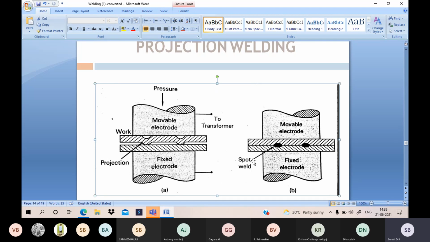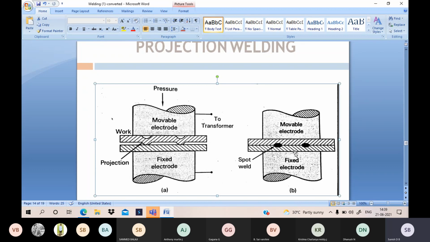In projection welding, non-consumable electrodes are used. Here also, we can use either AC or DC power supply. Both terminals are connected, to the movable electrode and the fixed electrode. On the movable electrode you apply force or pressure through the external load. The projections dig inside the secondary component, and due to the projections both pieces are completely joined. This welding process is called projection welding.